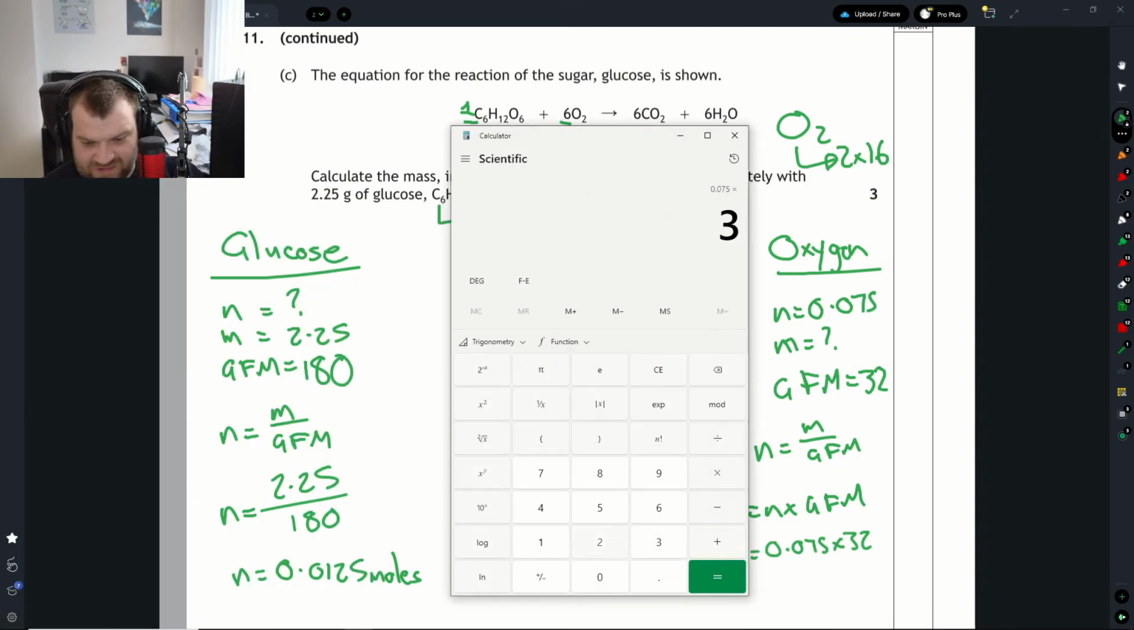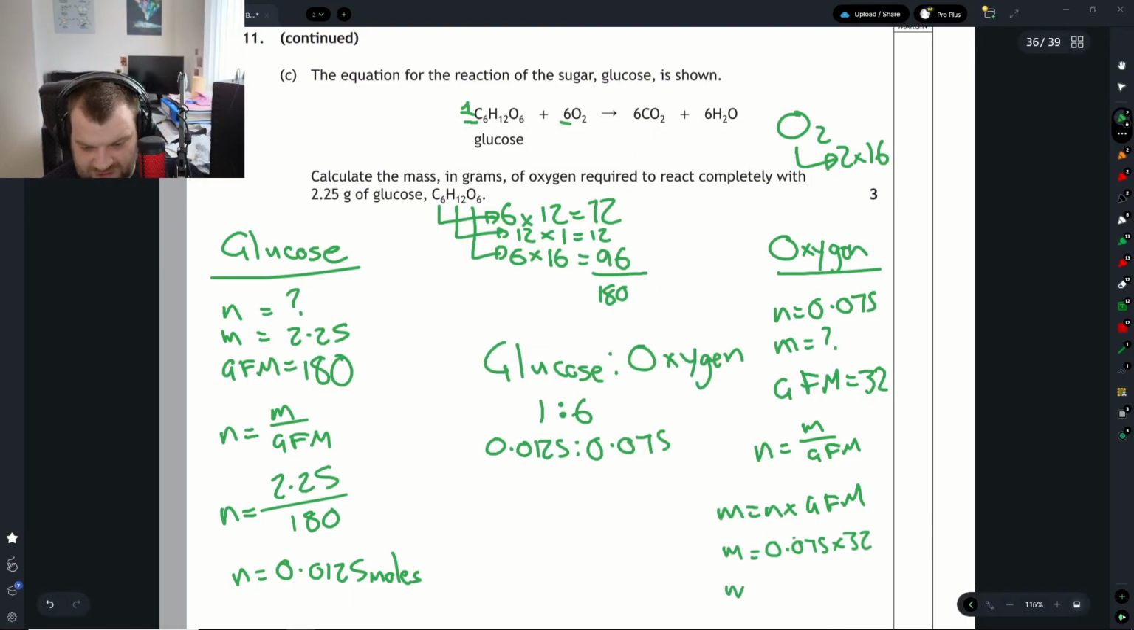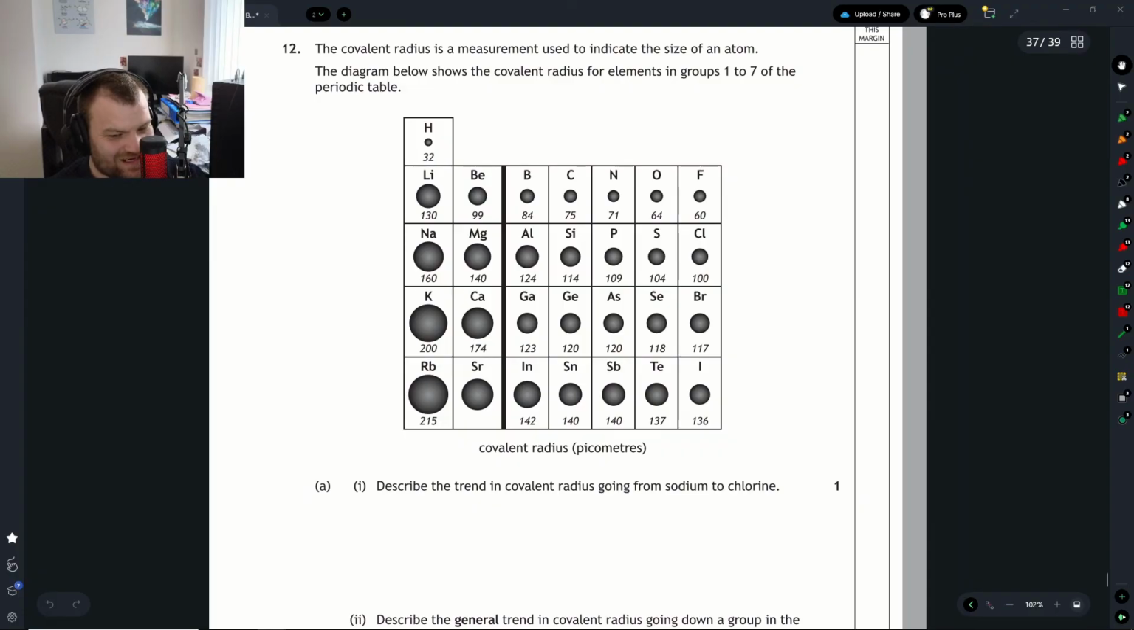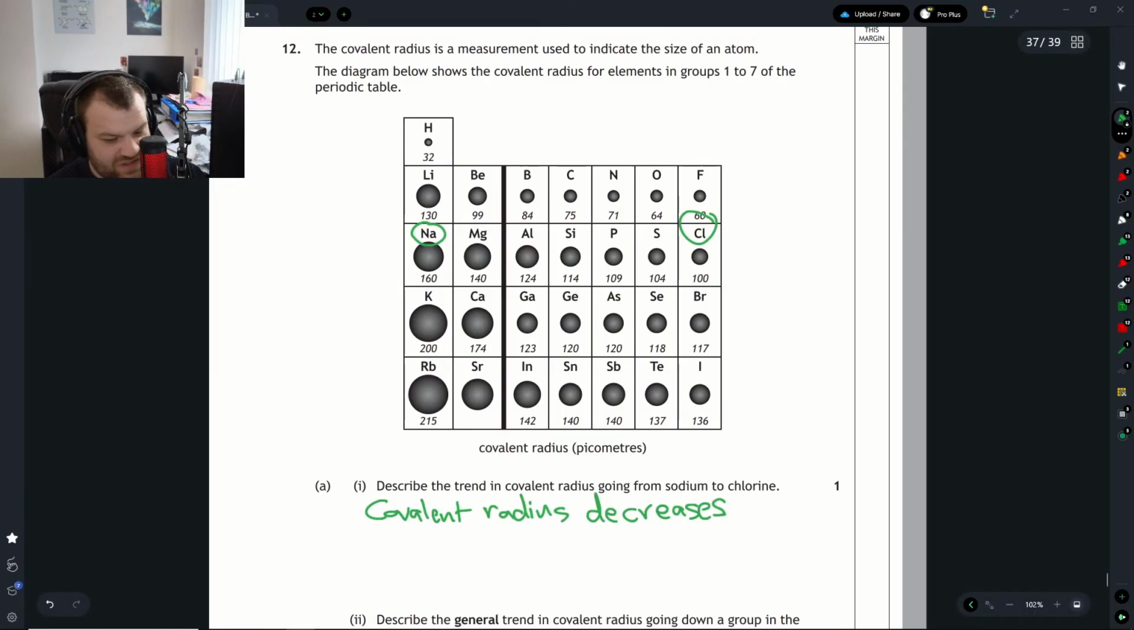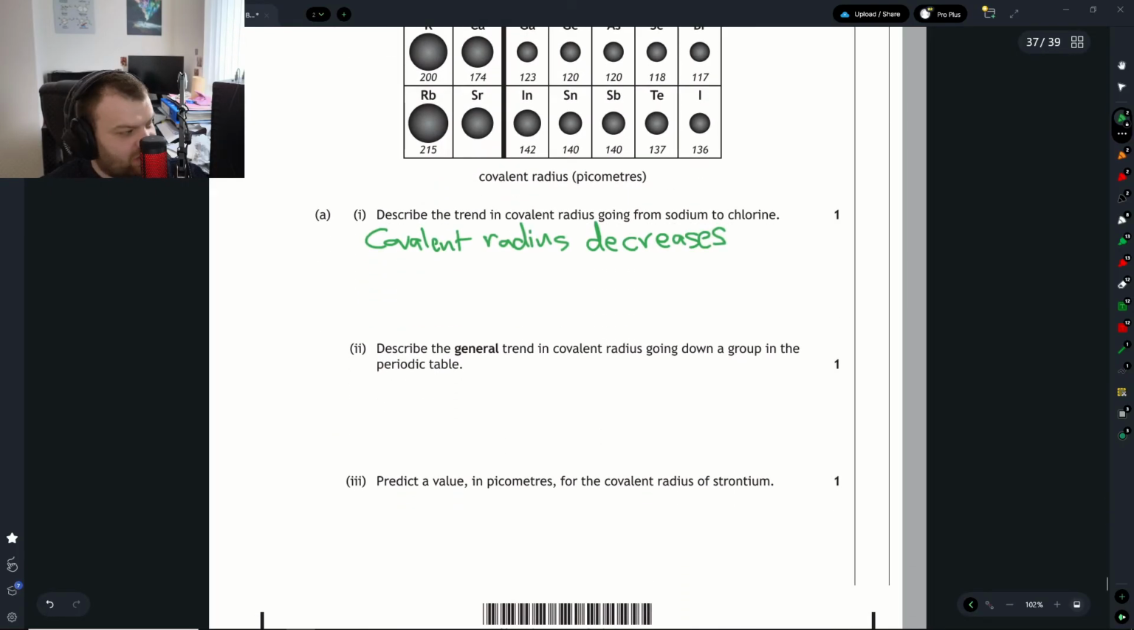Here, times this to get a final answer of 2.4 grams of oxygen. What is required? Next, we're asked to describe the trend going from sodium to chlorine. We need to check where they are. We have sodium here and chlorine here. As you go across, the values are getting smaller. So covalent radius decreases. Next, we're asked to describe the general trend as you go down the group.